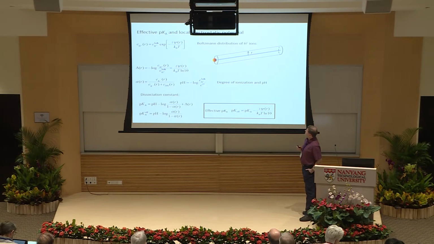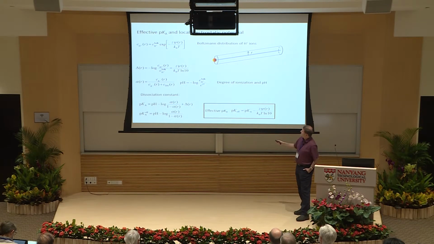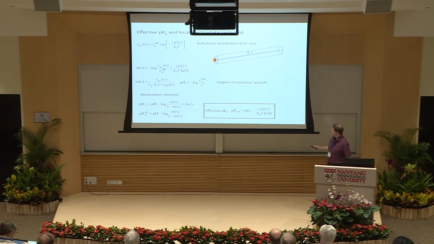This is just to remind you about the correspondence between the local concentration of the ion and the electrostatic potential around the polyelectrolyte chain, and that if we take this equation together with the definition for the dissociation degree and the dissociation constant, we end up with this equation, which puts into correspondence the effective pK that we measure and the local electrostatic potential.